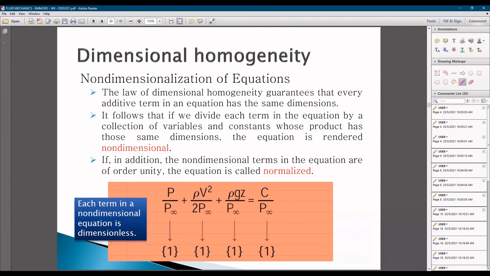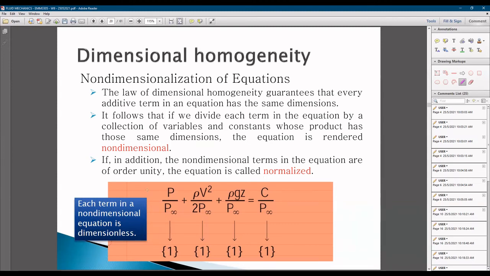The law of dimensional homogeneity guarantees that every additive term in an equation has the same dimensions. It follows that if we divide each term in the equation by a collection of variables and constants whose product has those same dimensions, the equation is rendered non-dimensional. If, in addition, the non-dimensional terms in the equation are of order unity, the equation is called normalized.